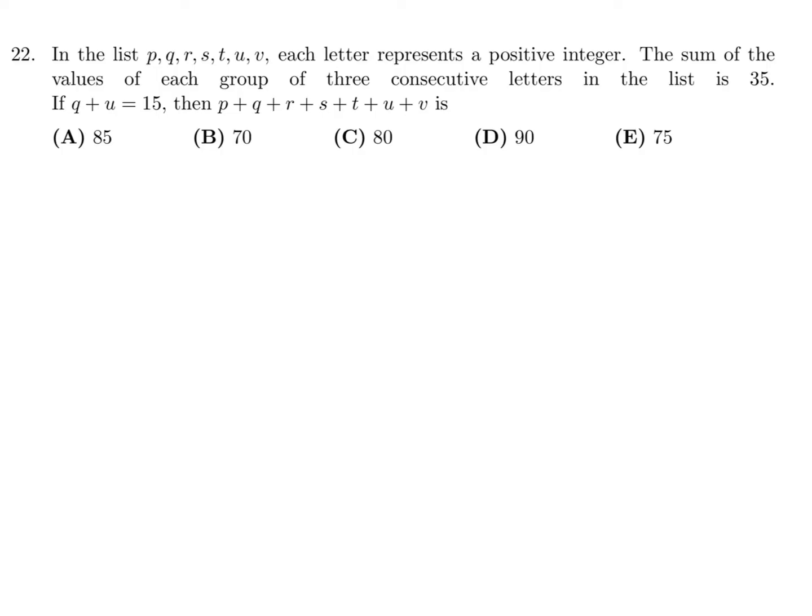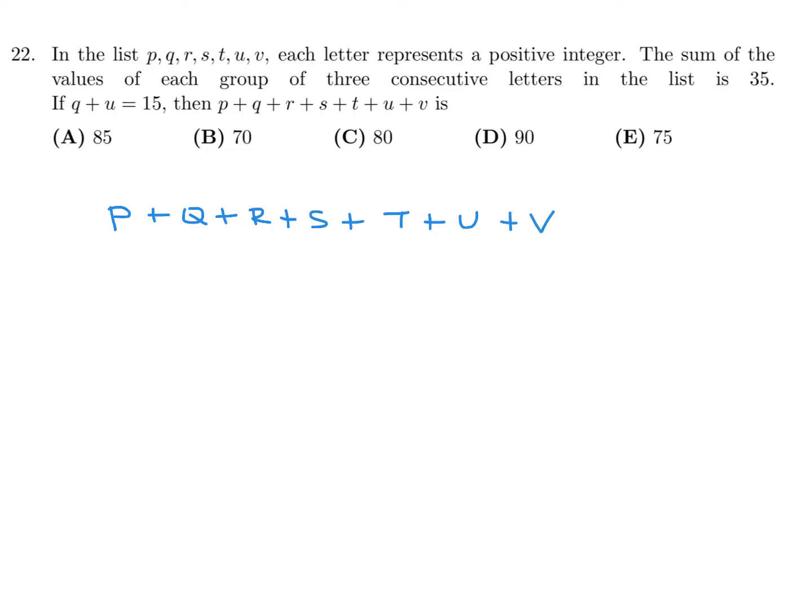Number 22. The list P, Q, R, S, T, U, V, each letter represents a positive integer. The sum of the values of each group of 3 consecutive letters in the list is 35. Q plus U is 15. Then what is the sum of all the letters? Okay. So P plus Q plus R plus S plus T plus U plus V.